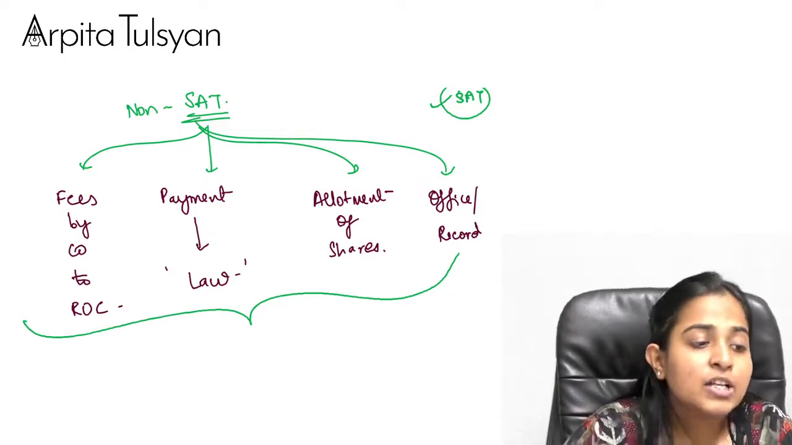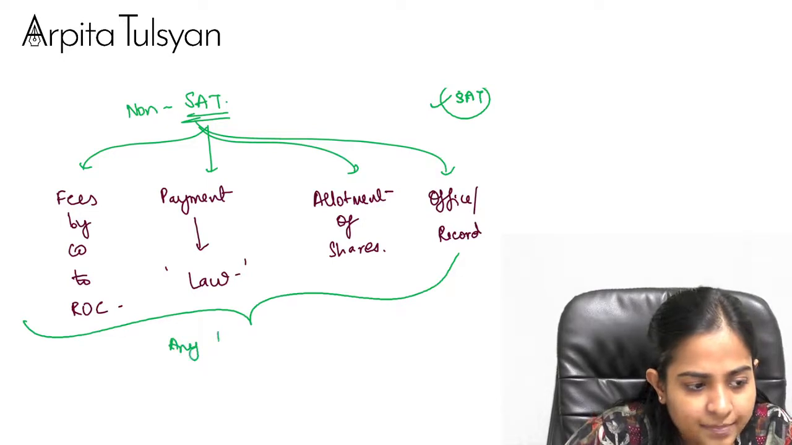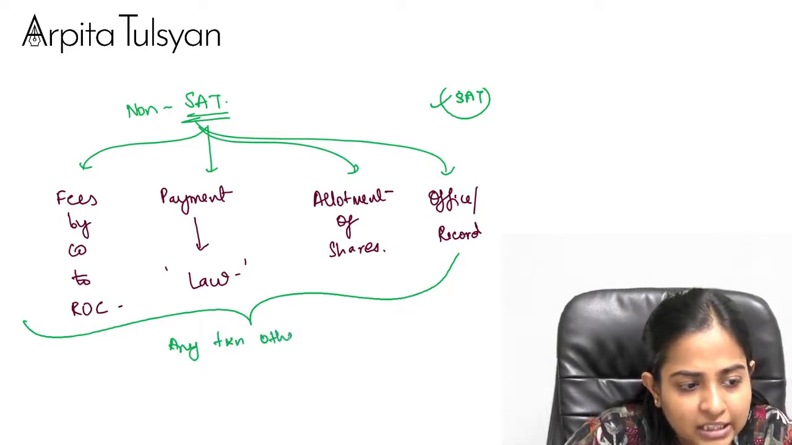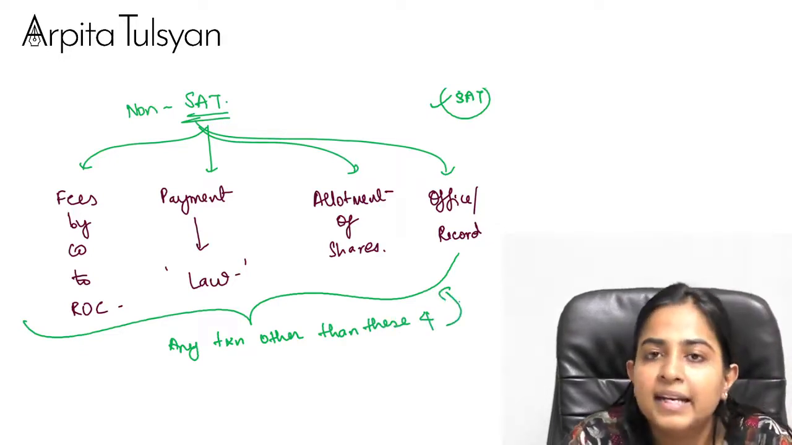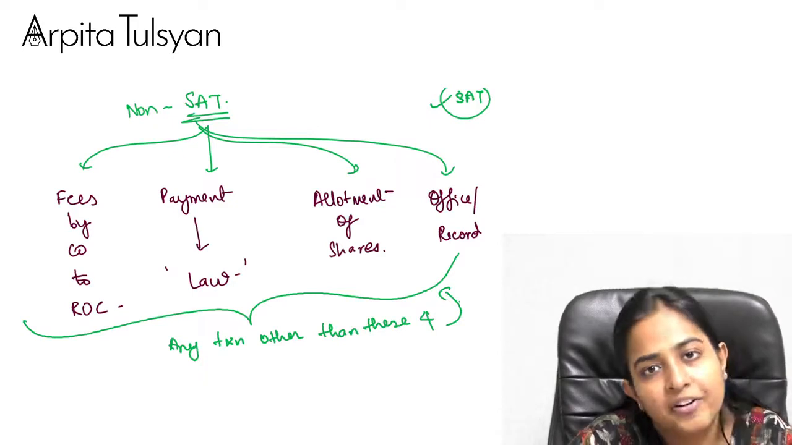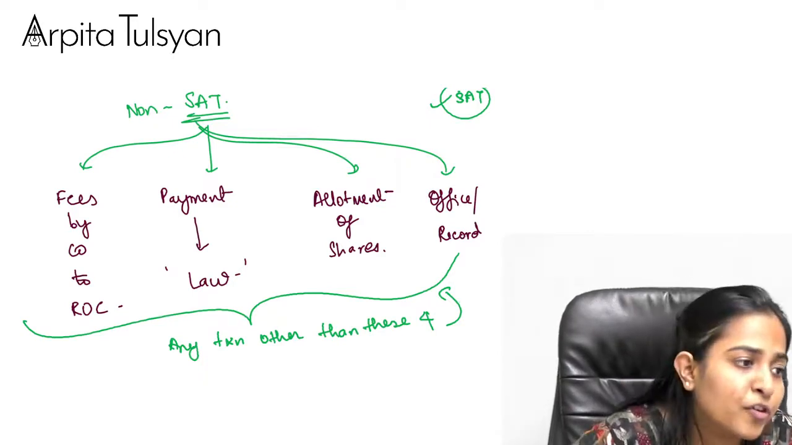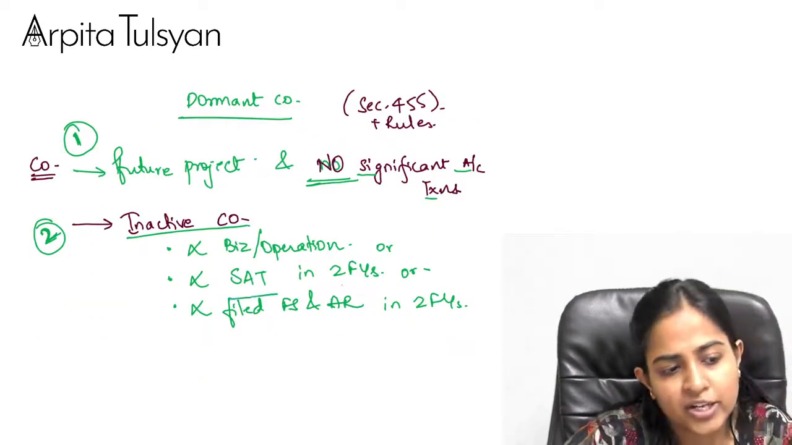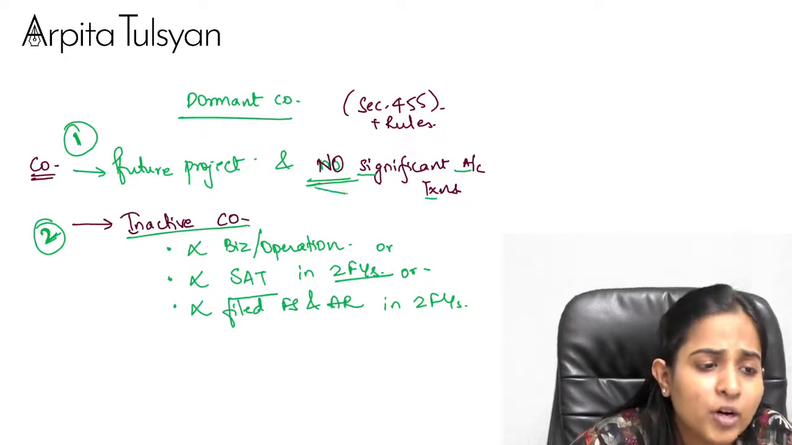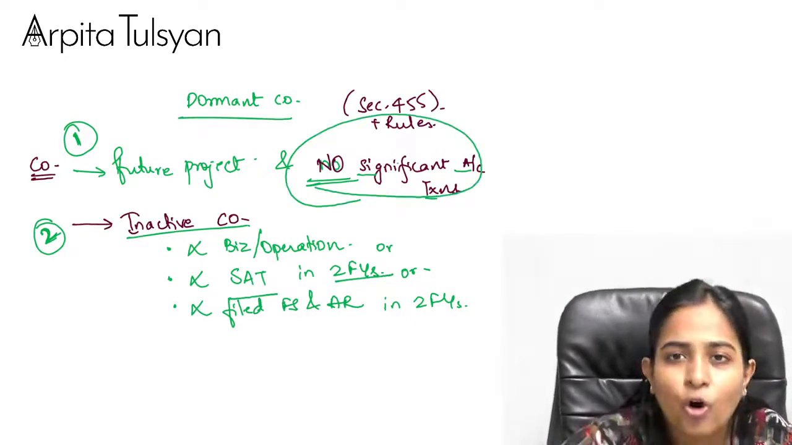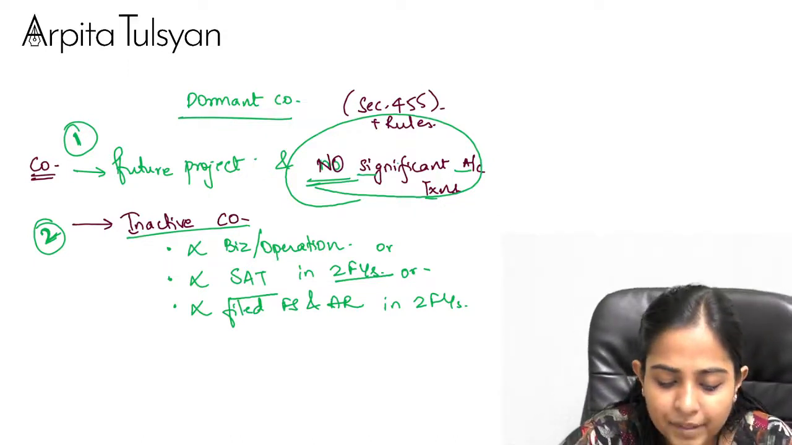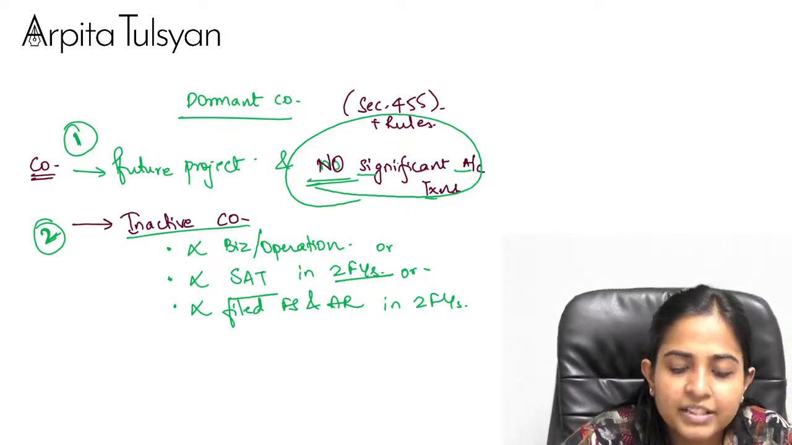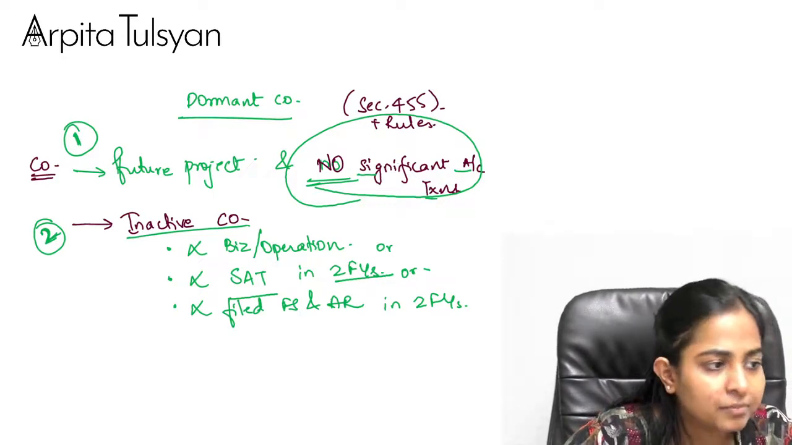Very clear with this? So any transaction other than these 4 will be treated as a significant accounting transaction. Suppose you have not done any significant accounting transaction in the last 2 years, or if no significant accounting transaction has been done at all, then yes, you will be treated as a dormant company. Very clear with this? Yes.